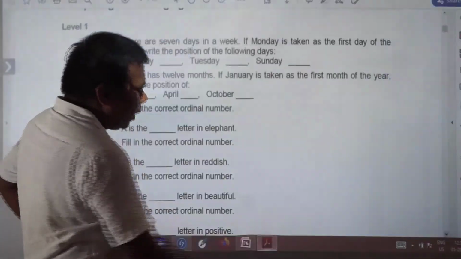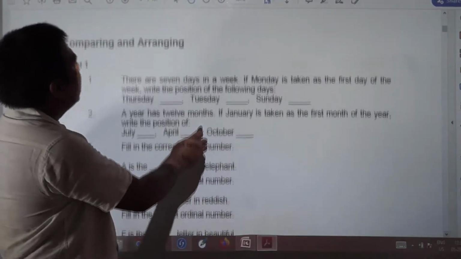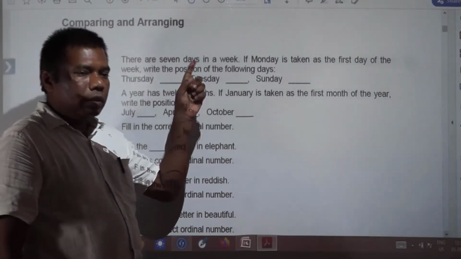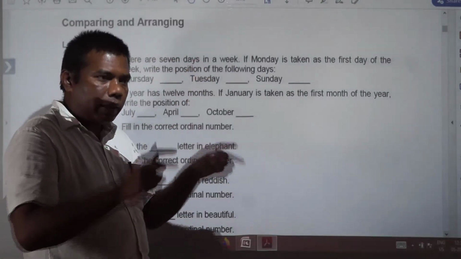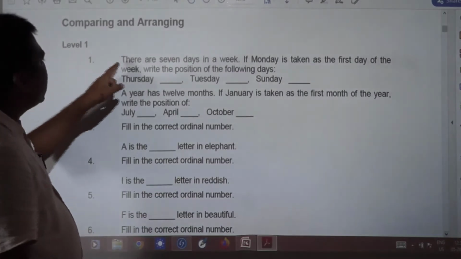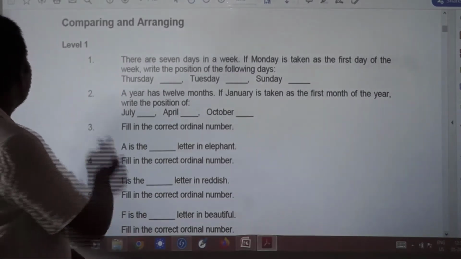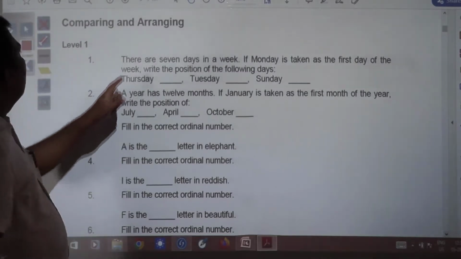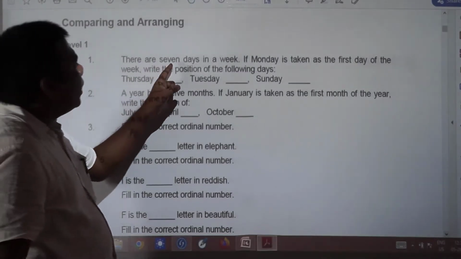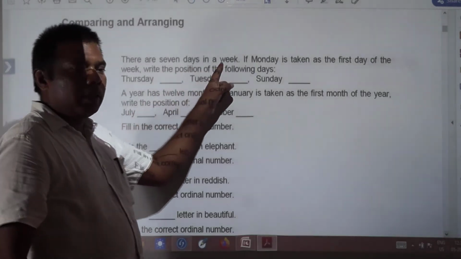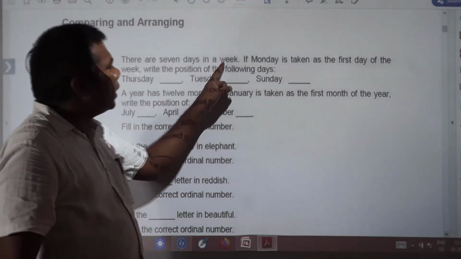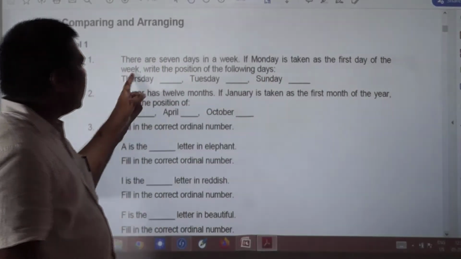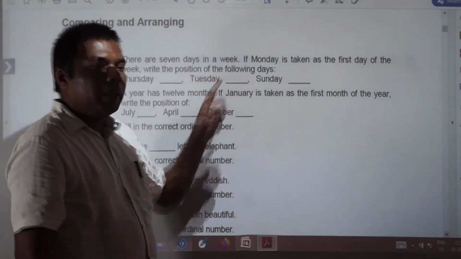So we will start with our exercise, and you see, comparing and arranging. This is the name of the chapter, so you need to write it in your copy. And here you see your first question. There are 7 days in a week. You know, everyone? 7 days are there in a week. If Monday is taken as the first day of the week, write the position of the following days.